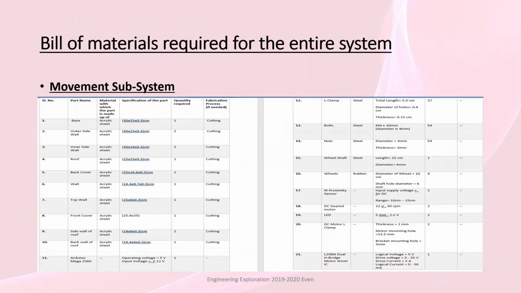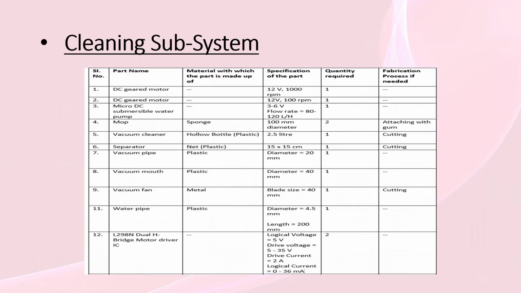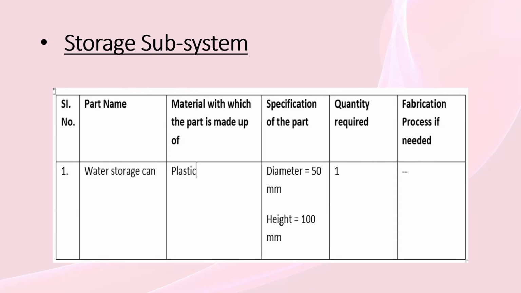Now let us come to the bill of materials. This is the movement subsystem bill of materials. It consists of all the different parts of the chassis as well as the IR sensors, the wheels, wheel shaft, L clamp, bolts, nuts, DC motor, L clamp and the motor drivers. This is the bill of materials for the cleaning subsystem. It consists of DC motors, DC submersible pump, a vacuum cleaner, etc. And this is the storage subsystem, which consists of a water storage can.